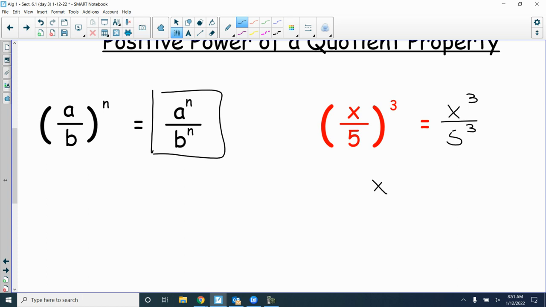Now, we do not want to leave a number to a power. We always want to calculate it. So have your calculators out, because there's a lot of multiplication here with numbers you're not going to know off the top of your head. So Zach, what's 5 to the third power? 125. So this would be x cubed over 125 for that.